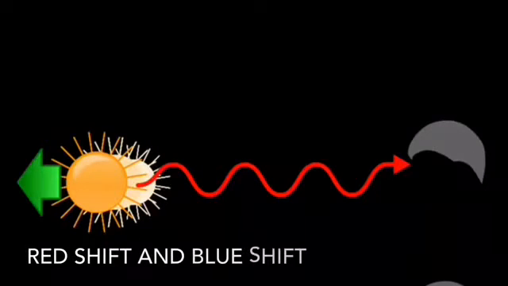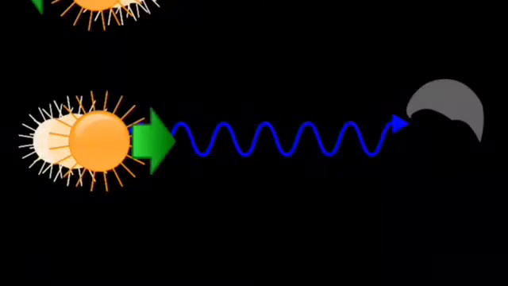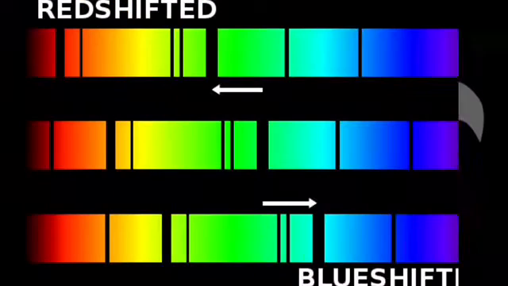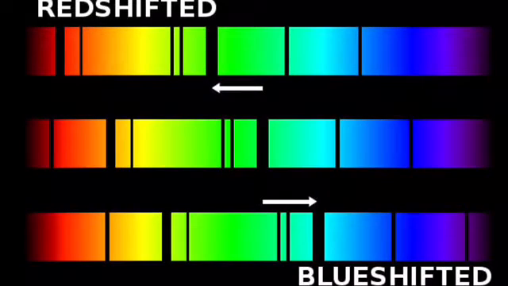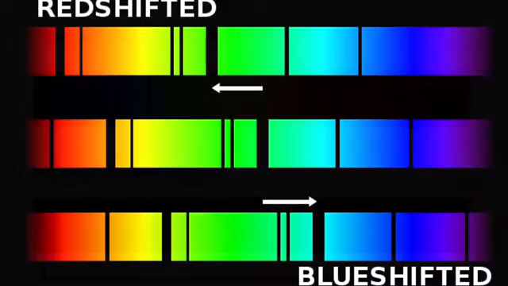The Doppler effect is used to measure the speed at which stars and galaxies are approaching or receding from us, in a mechanism named redshift or blueshift. Redshift happens when an object moves away from us. The light is shifted to the red end of the spectrum as its wavelengths get longer. Blueshift happens when an object moves closer. The light moves to the blue end of the spectrum as its wavelengths get shorter.